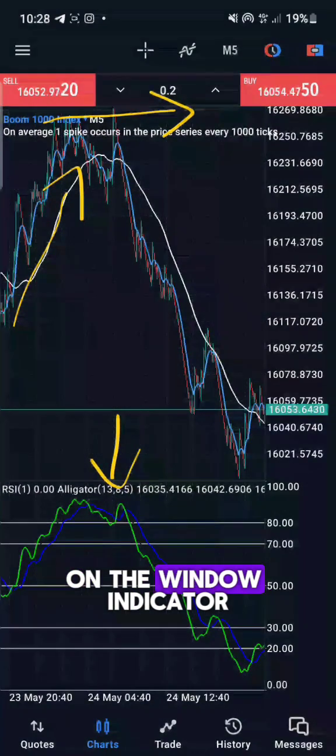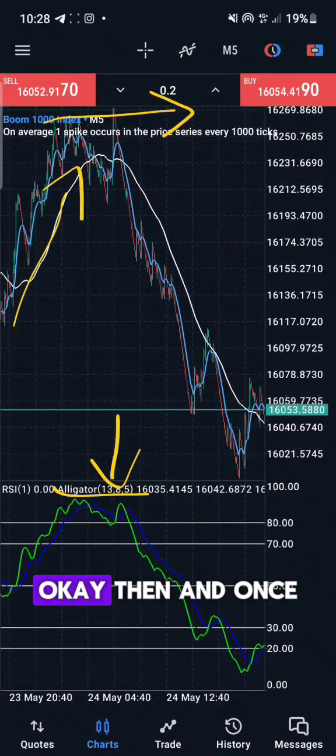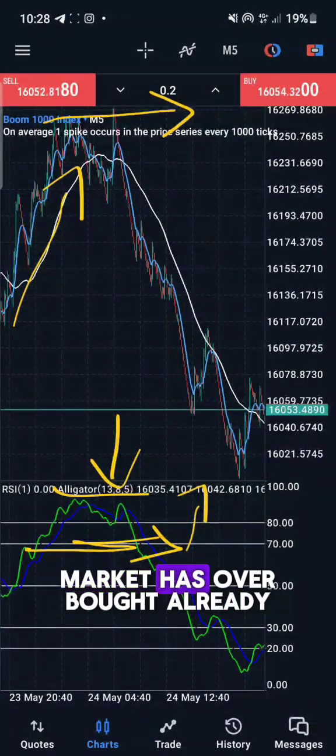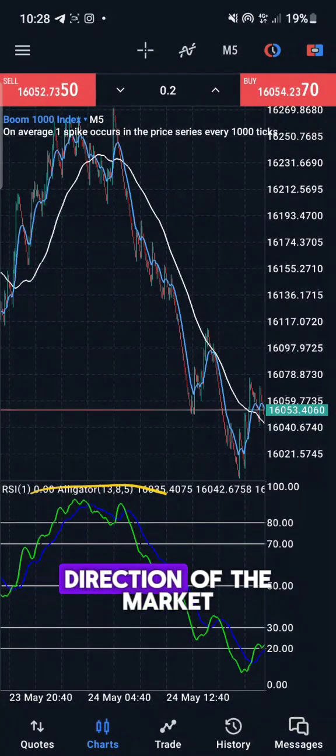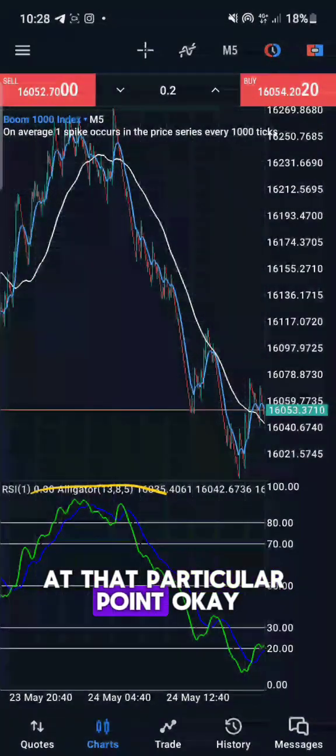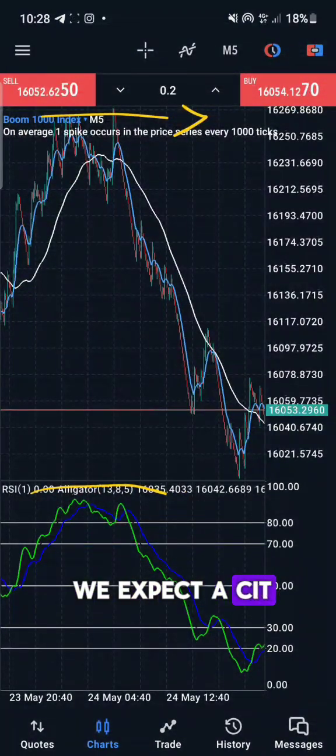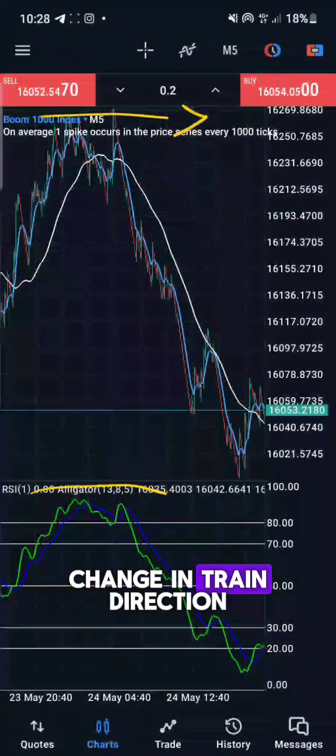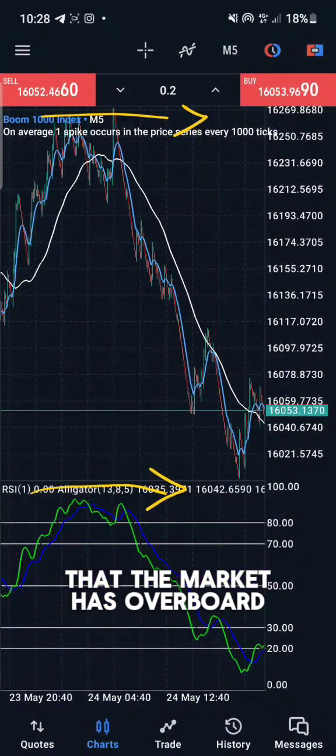On the window indicator you should know if it has overbought already. Once it gets to 70 and above, it means that the market has overbought already. So the market should be preparing to change direction at that particular point. At this point, we expect a change in trend direction to happen around there, because this has shown that the market has overbought.